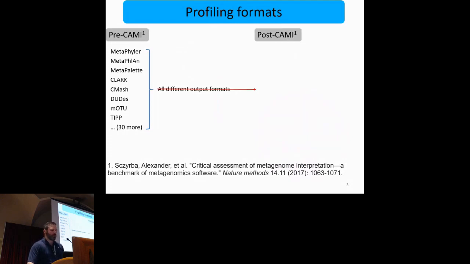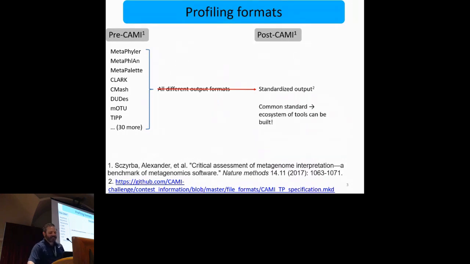So post CAMI, we now have this standardized output. You know what they say is a great thing about standards? There's so many to choose from. No. In this case, the nice thing about a common standard is that an ecosystem of tools can be built that can be applicable to a bunch of different taxonomic profilers.